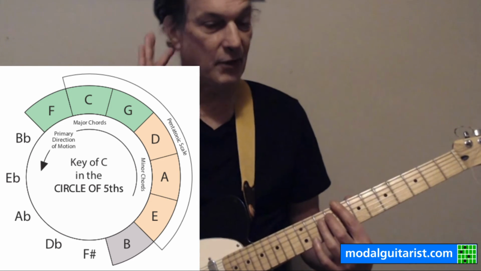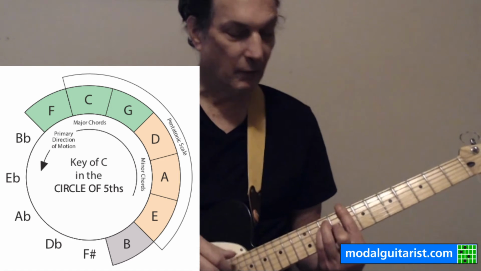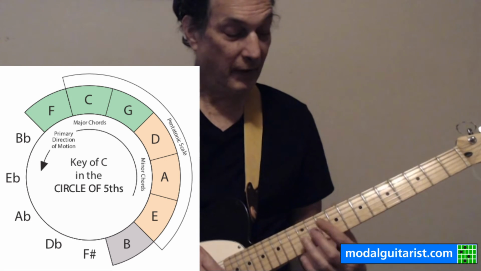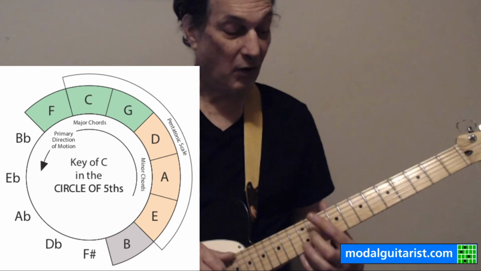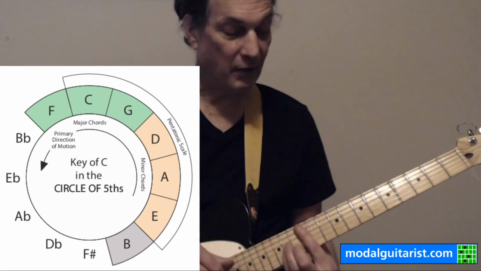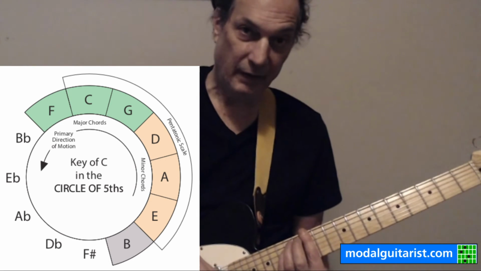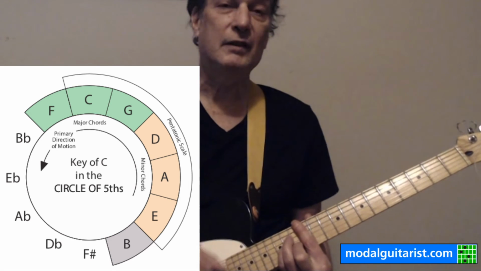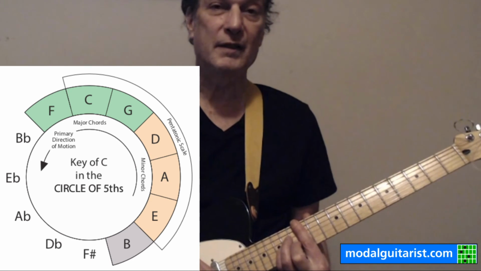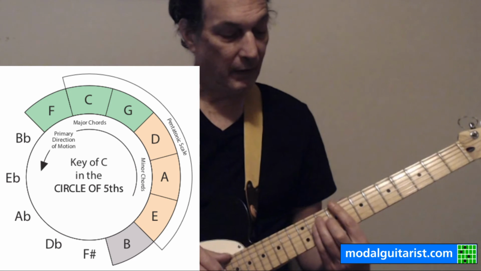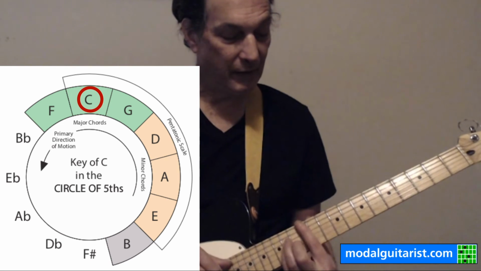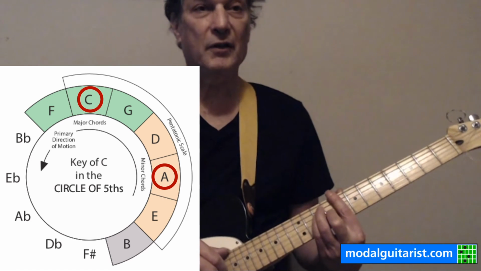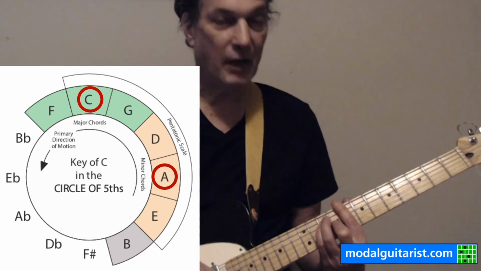Those are our 3 major chords that are in that key, the 1, 4, and 5. Now, next to that are 3 minors, D minor, A minor, E minor. The center of that, A minor, is our relative minor tone center in this key. From C to A, that's our minor third, the relative minor of the key.